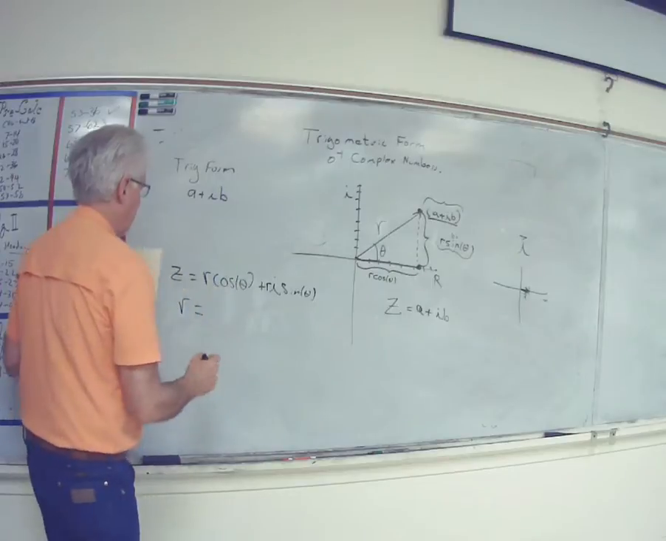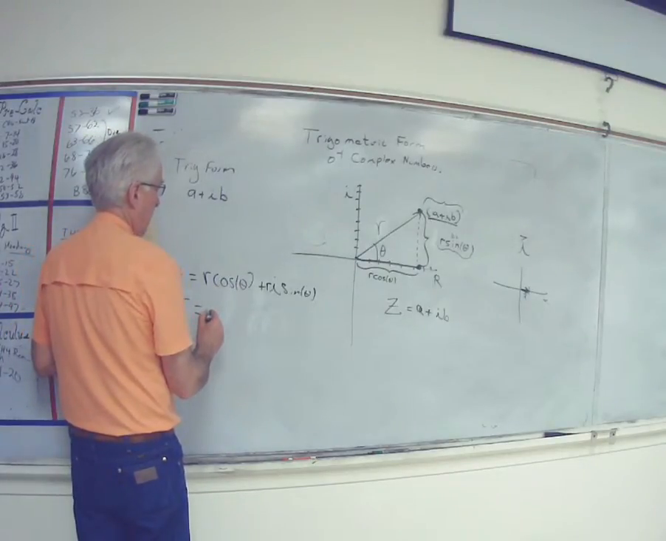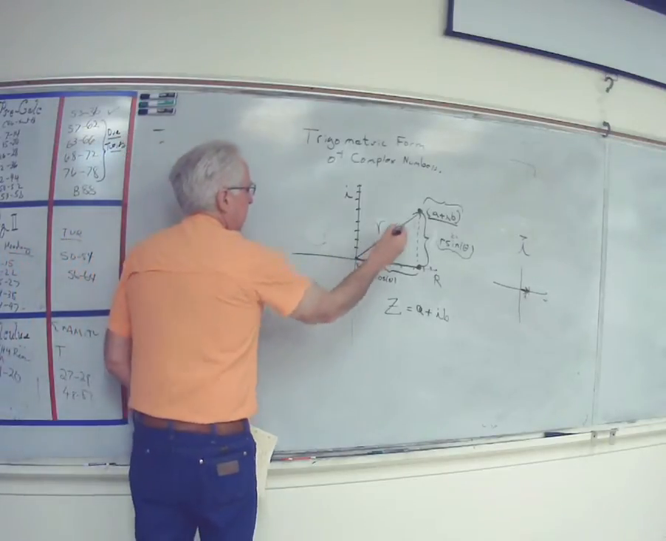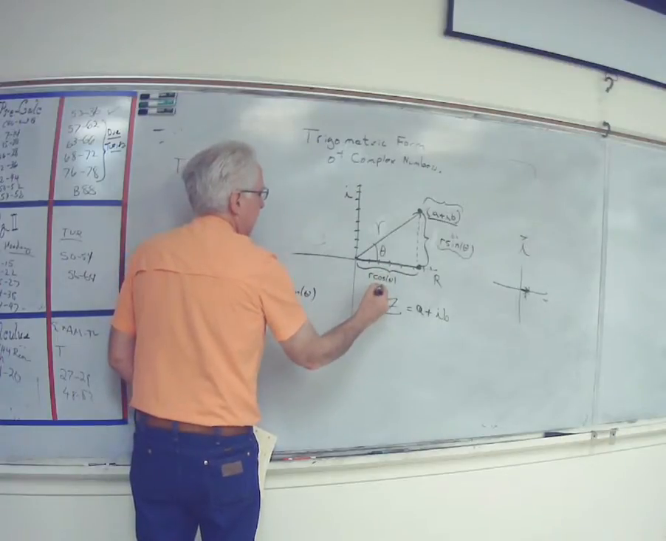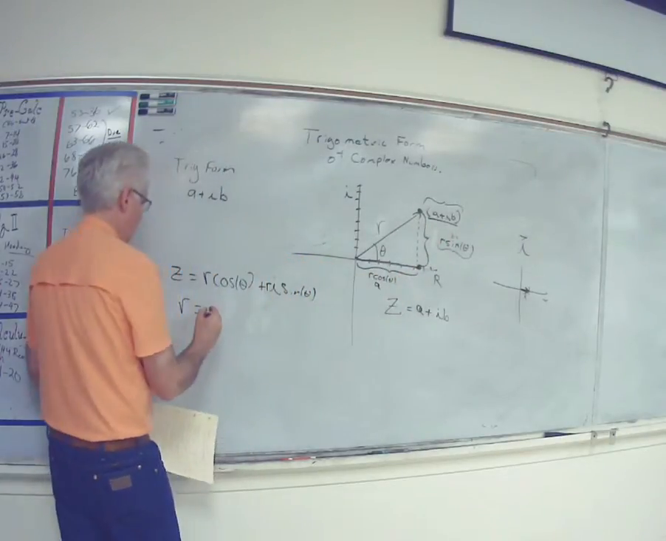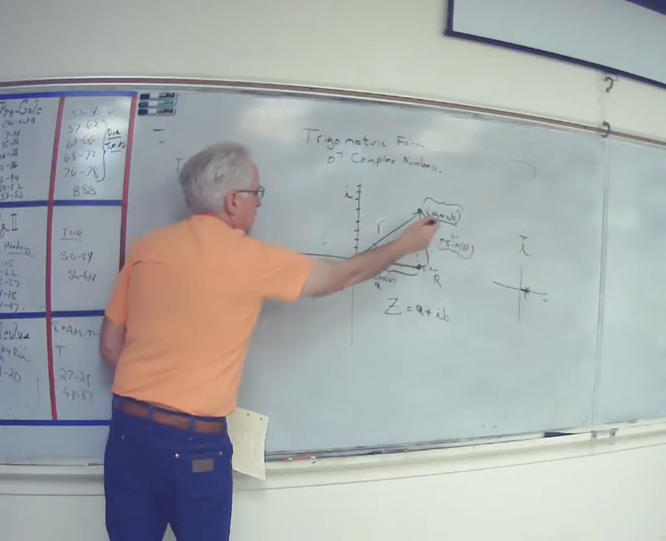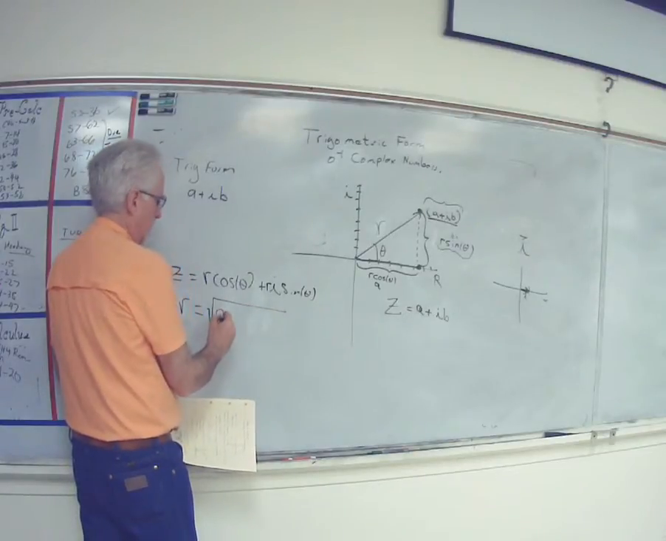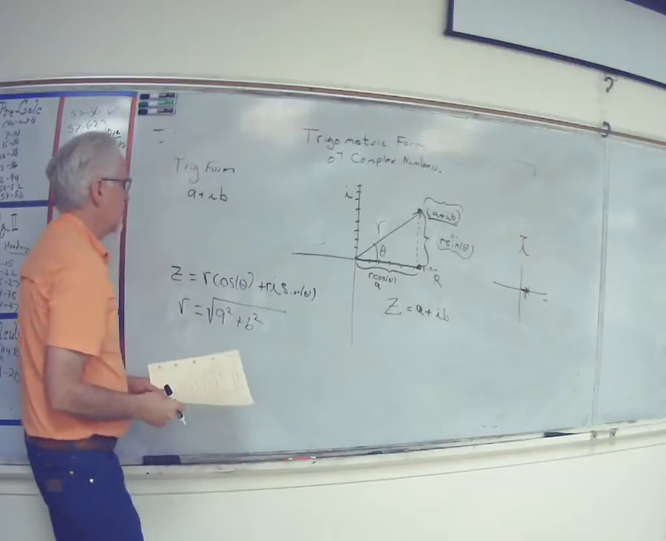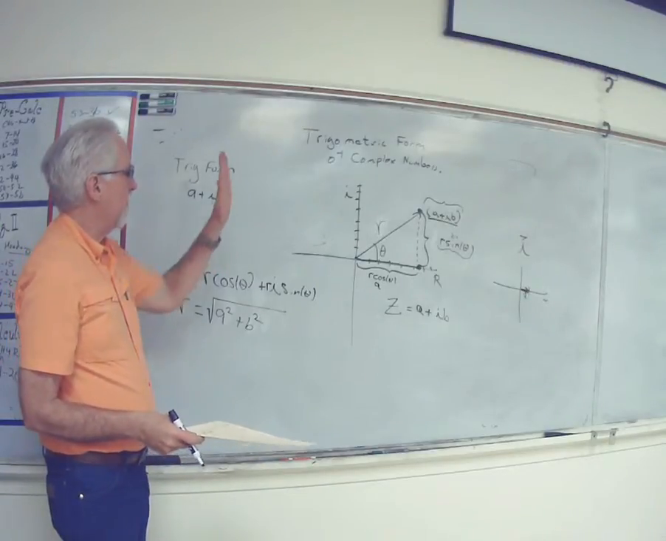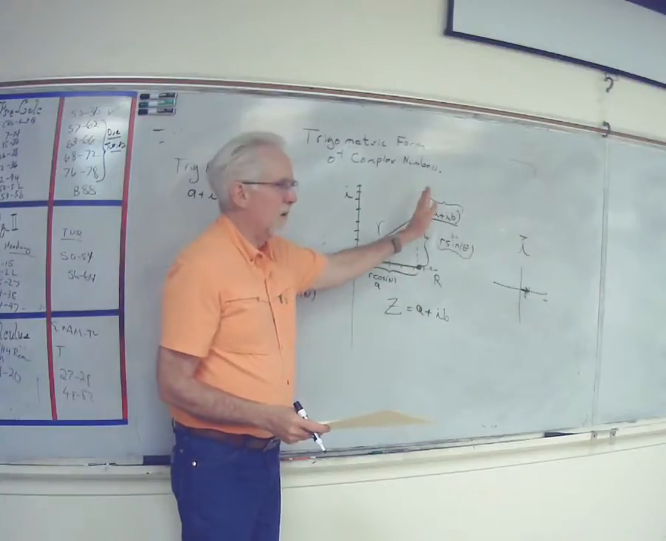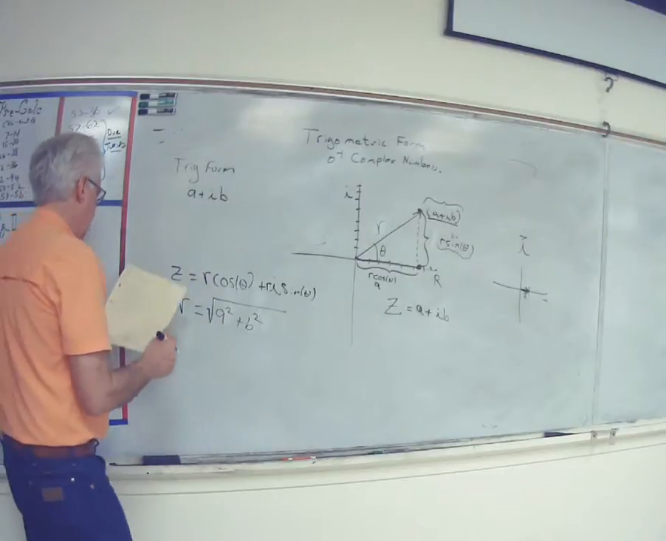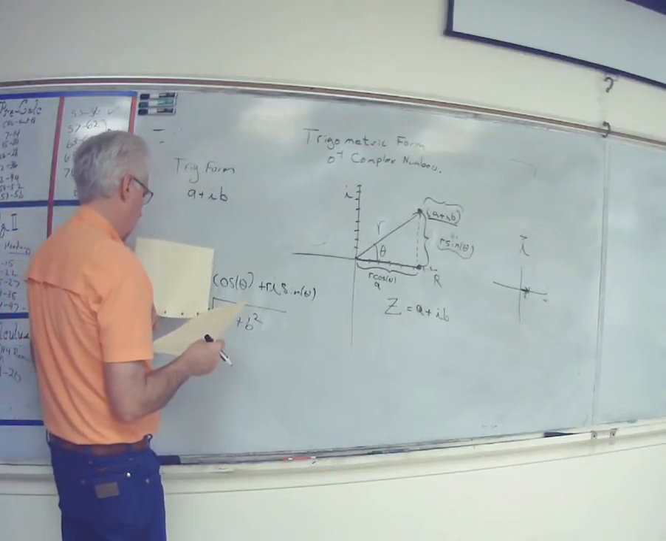This is R, this is A, and this is B. Let's use A and B, because I'm given A and B. So R is the square root of A squared plus B squared. If I'm given 3 plus I4, the square root of the first number squared plus the second number squared gives me R. And this is how I get into polar form.